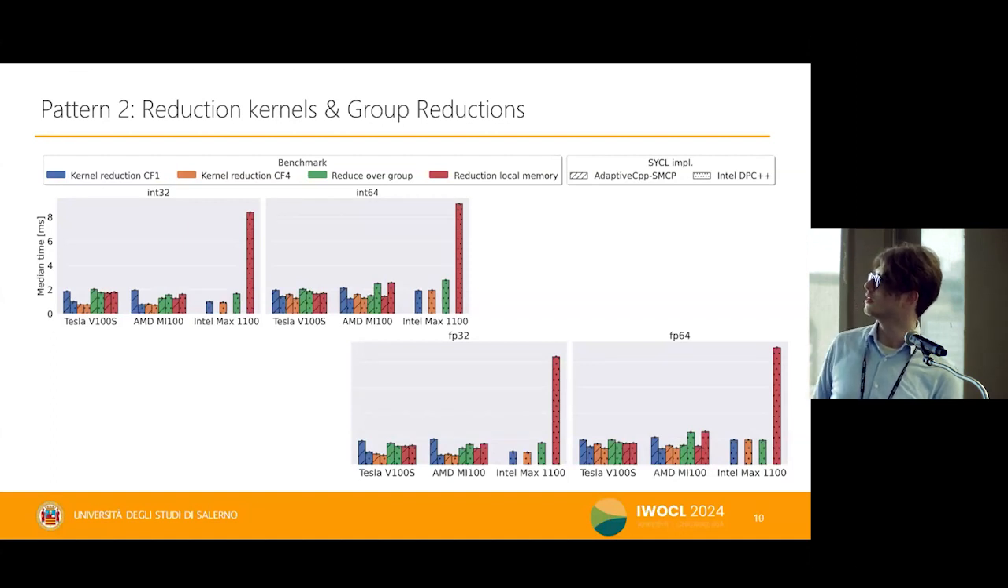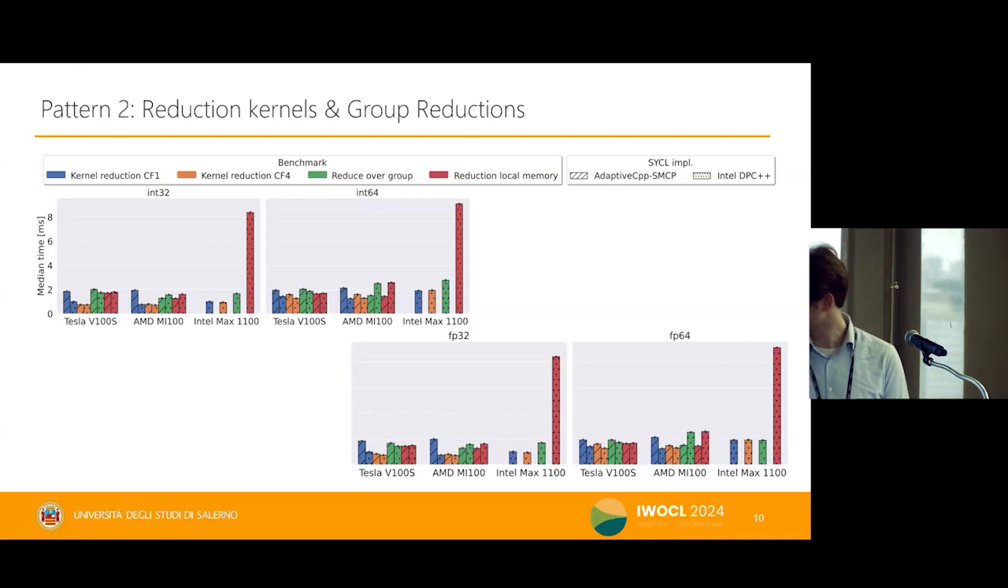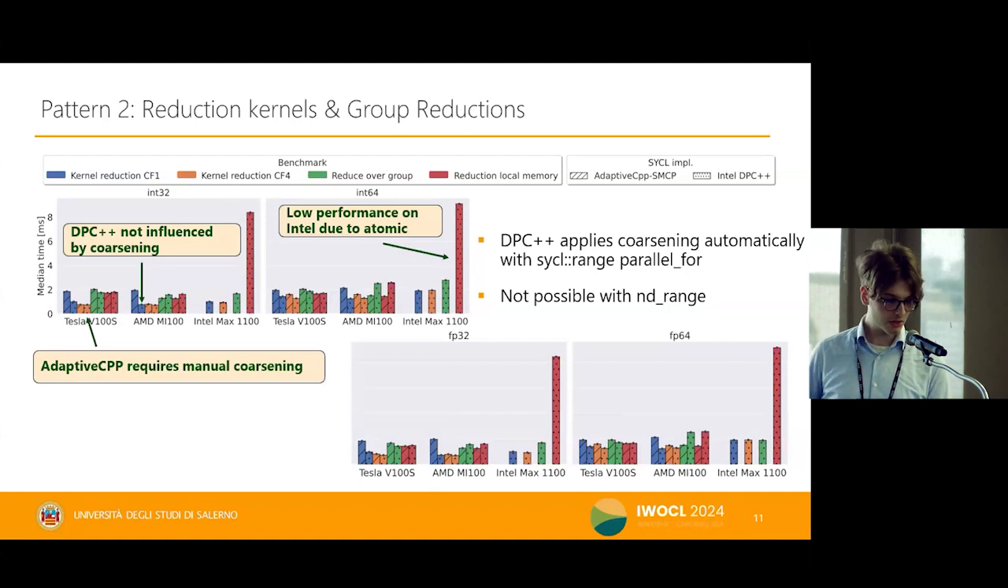These are the results for four types: int32, int64, and floating point 32, 64. The different hatches depict different implementations. Left is AdaptiveCpp, right is Intel DPC++, and different colors are different variants. We see that DPC++ is not really influenced by coarsening. Augmenting the coarsening factor doesn't give a lot of performance improvement, while it is required with AdaptiveCpp. This happens because DPC++ internally, when you use a zero-range parallel_for, not an nd_range, automatically applies coarsening.